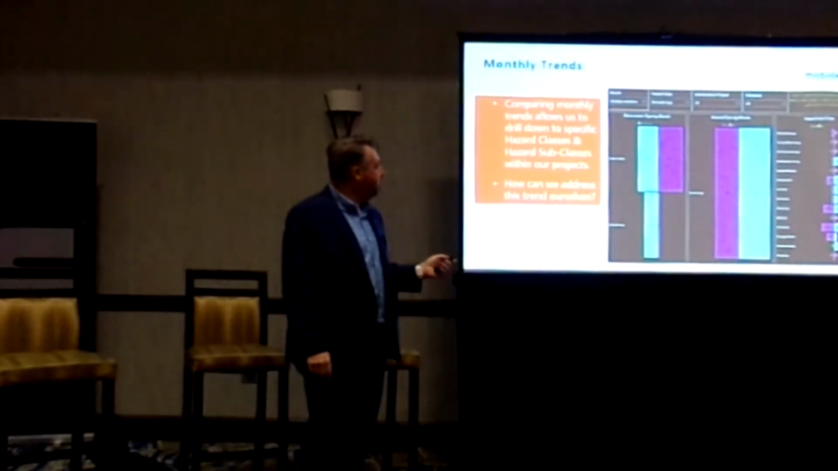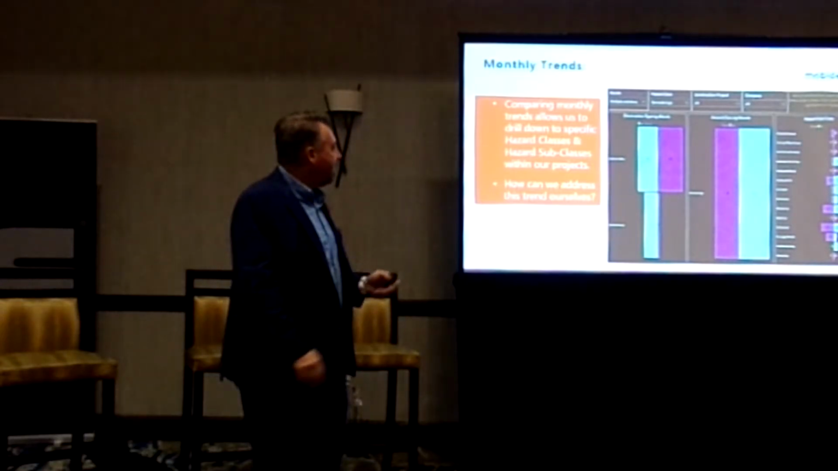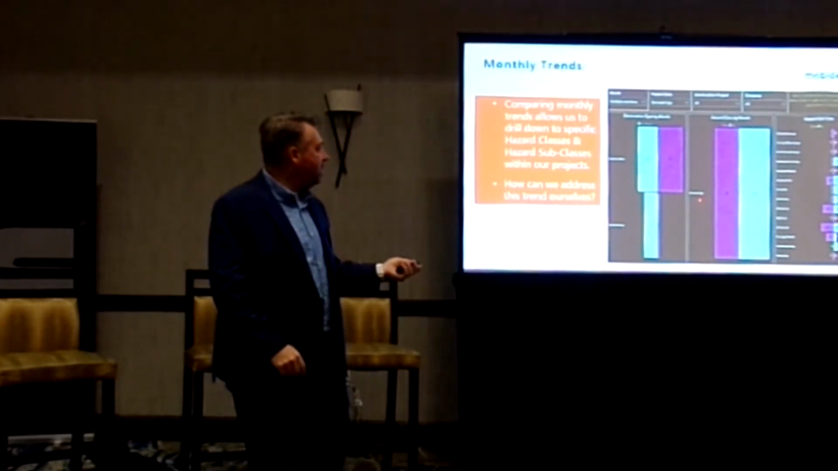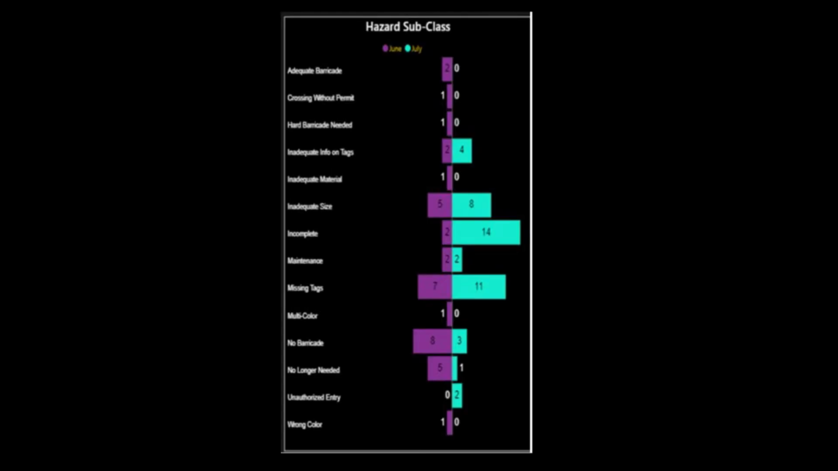Another way we use Power BI is trending monthly. So both of these colors again, one month is June, one month is July, and whether we want to look at a specific project or specific turnaround or everything overall, we can compare months. I chose barricade sign here as the main hazard class, and these are all of our subclasses within barricades that we can drill down into.